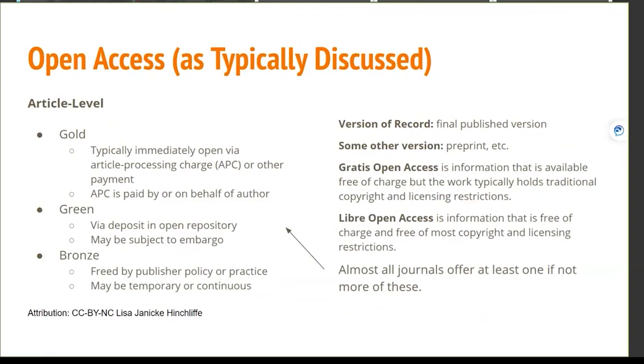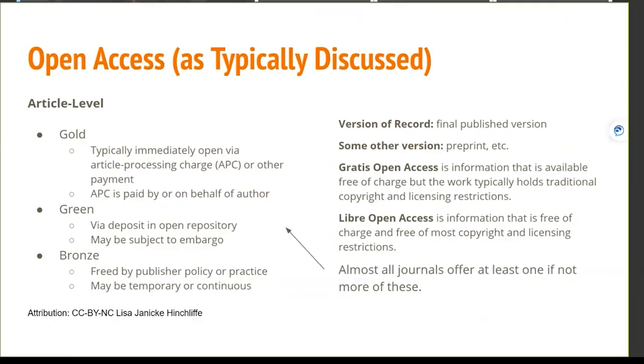In terms of gold open access, this means that an article is immediately open via an article processing charge, sometimes called an article publishing charge, or an APC. These payments are often paid by or on behalf of the author. A lot of times authors may use grant money that funded their research to also pay for these APCs, if their grants stipulate that they have to make their research available through open access.